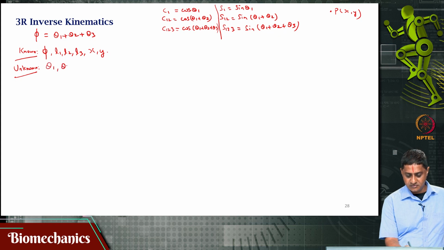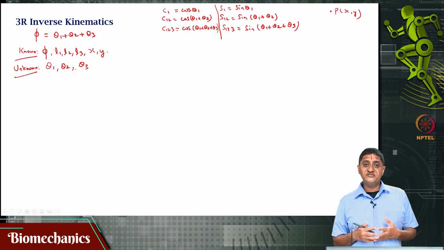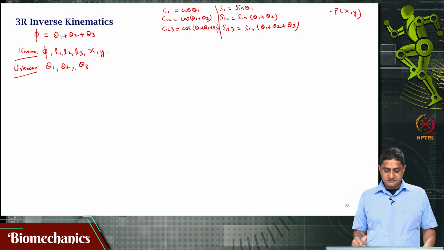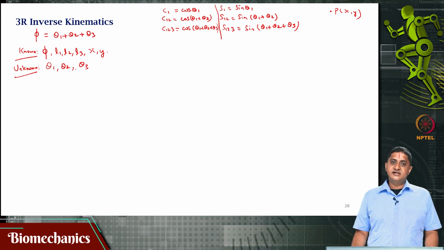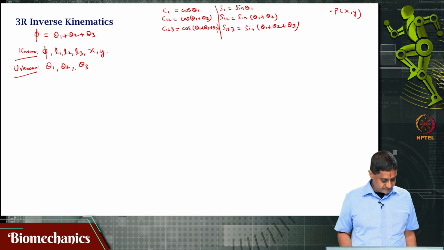Theta 1, theta 2, I am writing plus theta 2, theta 3. Remember, I know the sum theta 1 plus theta 2 plus theta 3. I do not know the individual values of theta 1, theta 2 and theta 3. This is what I know. I am interested in finding theta 1, theta 2 and theta 3. This is the problem at hand.